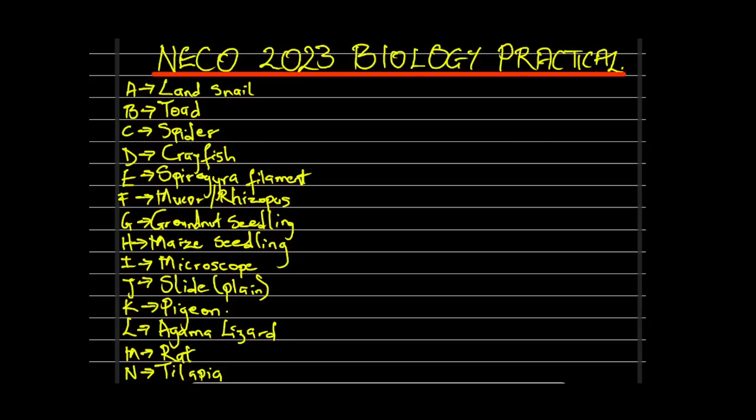So we'll quickly be looking at all of these specimens one after the other. We'll be talking about certain characteristics of all of these specimens, some of them that have certain properties. So, not wasting much of our time, let us go straight to the first specimen, starting with specimen A now.